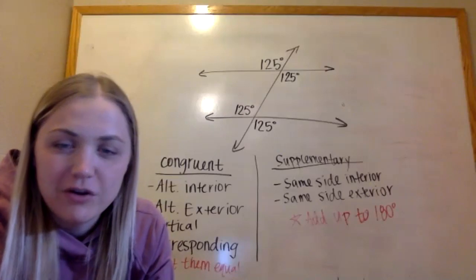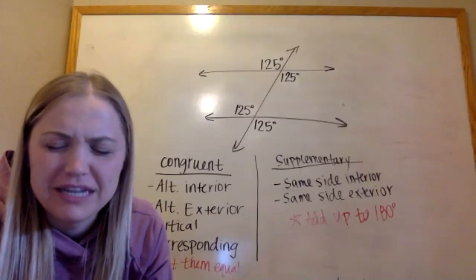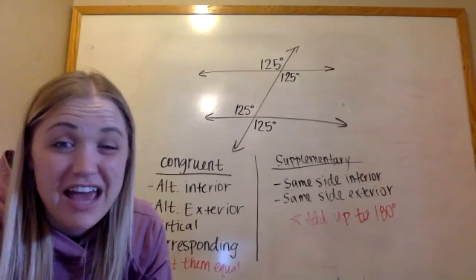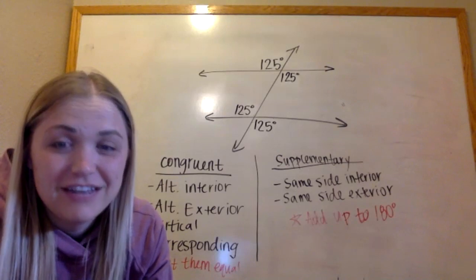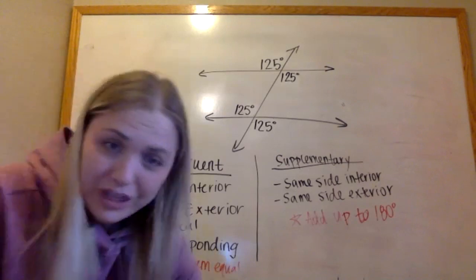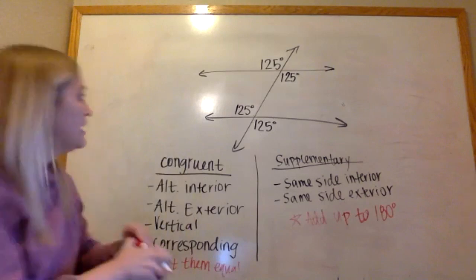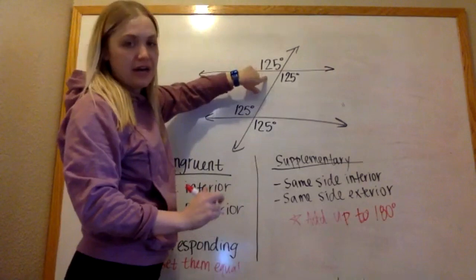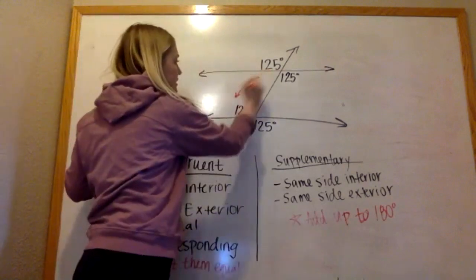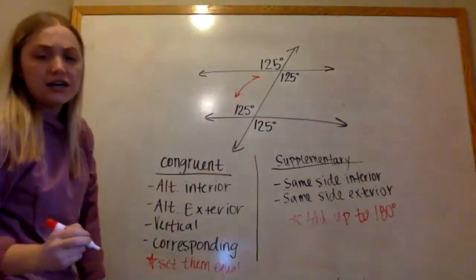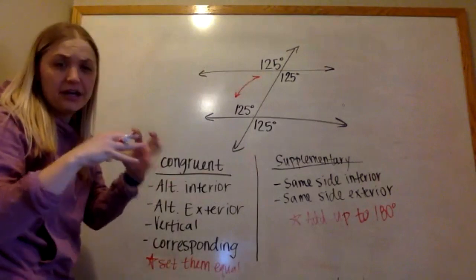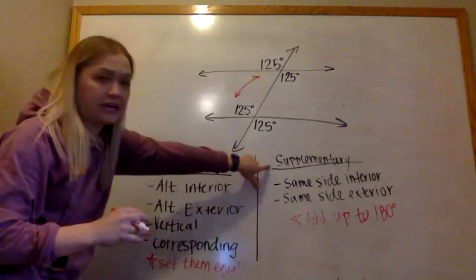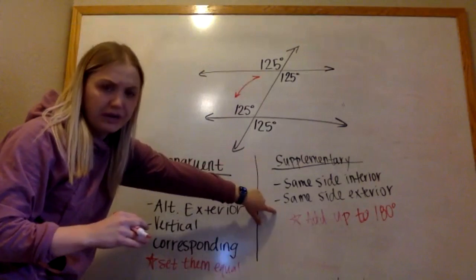Someone with a calculator or a better mental math brain than me, what does that give us? 55? Thank you, Jason. 55. Okay, so that means this angle is 55 degrees. I'm going to remind you how we got that. These two angles are same side interior. They are supplementary. That means together they add up to 180.